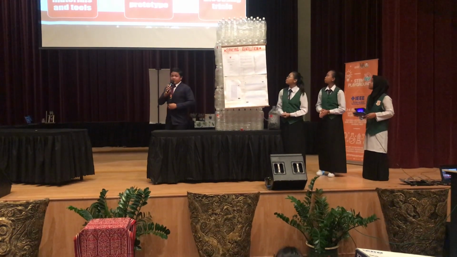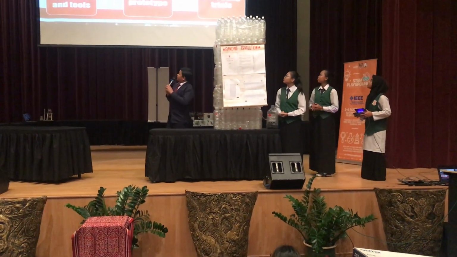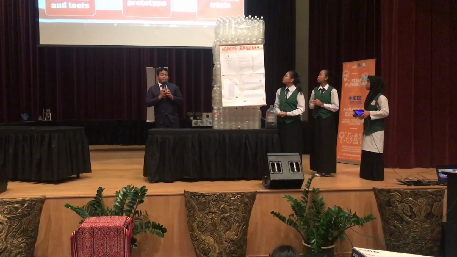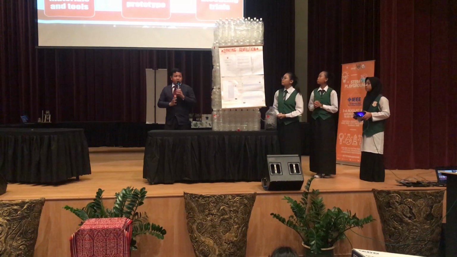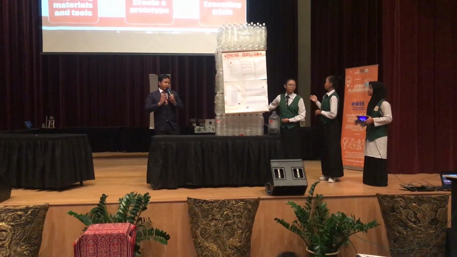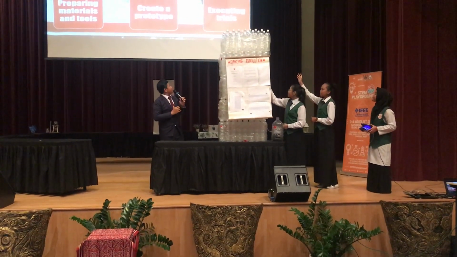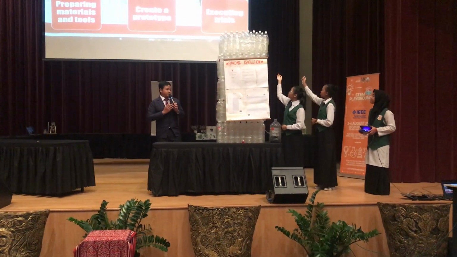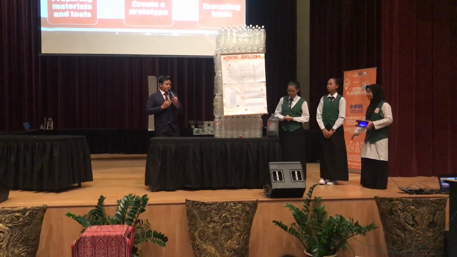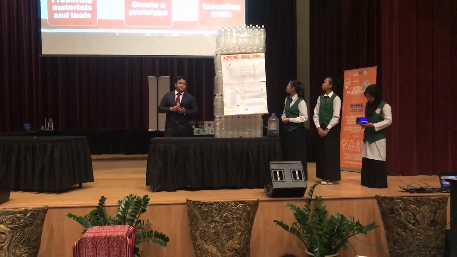So these are the steps and procedures that we have done for our prototype. Number one is we prepare the materials and tools for our prototype. Number two, we create a prototype for our product. And the third one is we execute trials, such as experiments, to prove our product is working.